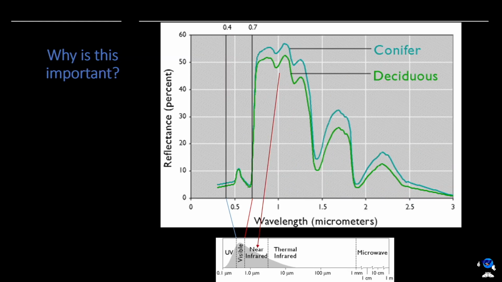So what makes all of this important? The various objects that make up the surface absorb and reflect different amounts of energy at different wavelengths. The magnitude of energy that an object reflects or emits across a range of wavelengths is called a spectral response pattern, as I just talked about on the last slide.